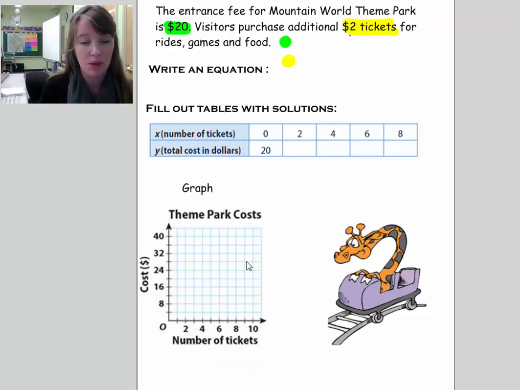And let's put a little key here. This is the initial, and this is the variable or the rate of change cost.